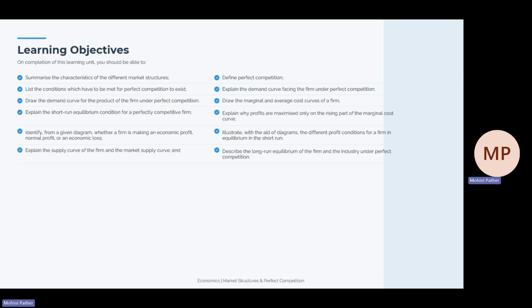The learning objectives for this learning unit are to be able to summarize, then characterize the different market structures. You have to be able to list the conditions which have to be met for perfect competition to exist. You've got to be able to draw a demand curve for a product of a firm under perfect competition conditions. You have to be able to explain the short-run equilibrium condition for a perfectly competitive firm. Identify a given diagram, whether a firm is making an economic profit, a normal profit, or an economic loss.